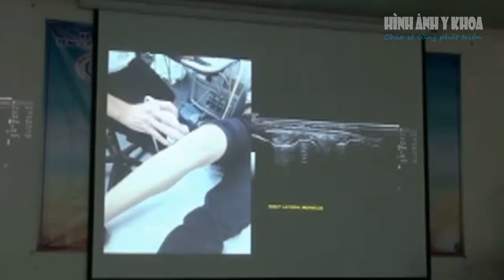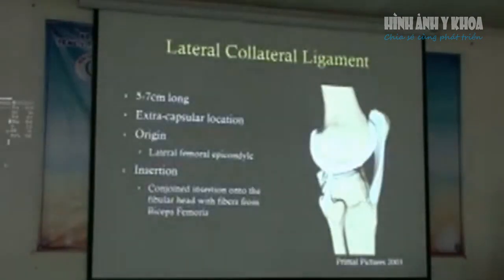And then we have the collateral ligament sitting over the top of that. Thấy cái dây chằng bên ngoài bao quanh ở phía trên của cái sụn trên ngoài. So the lateral collateral ligament, it's extracapsular in nature. Bản chất thì dây chằng bên ngoài nó sẽ nằm ngoài bao khớp. And down here at the distal insertion, it actually has a conjoined insertion with fibers from the biceps femoris.